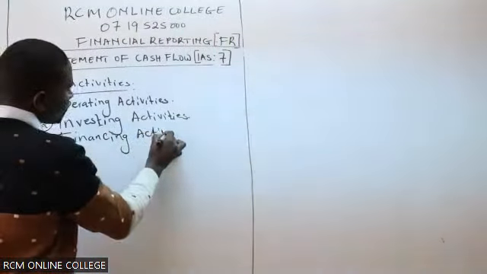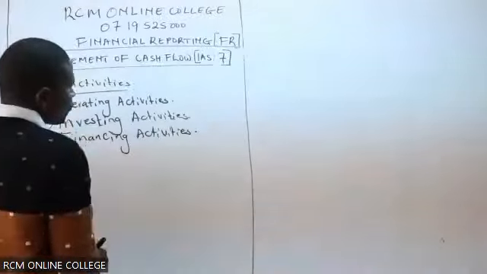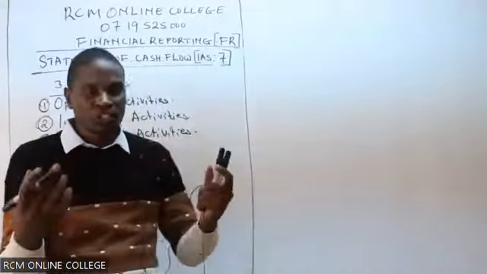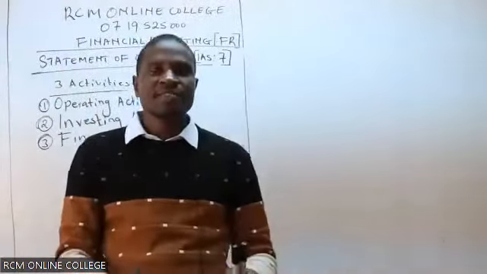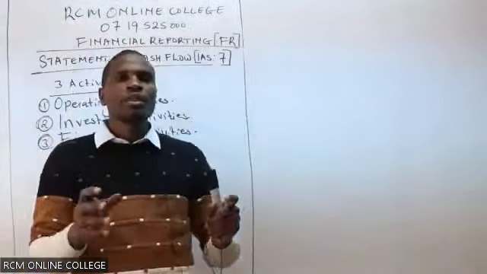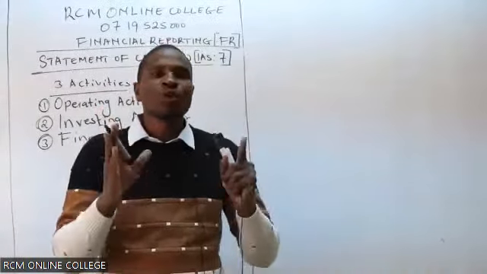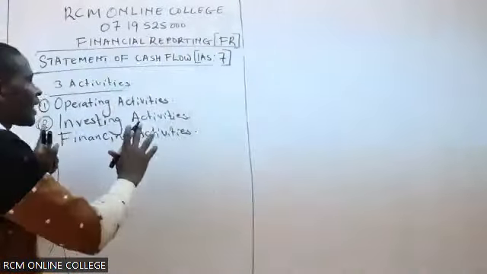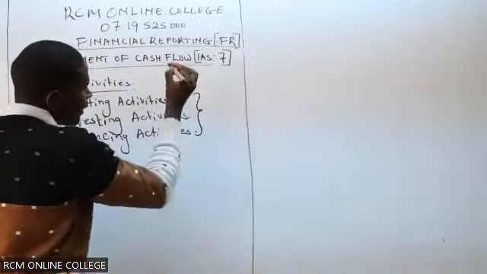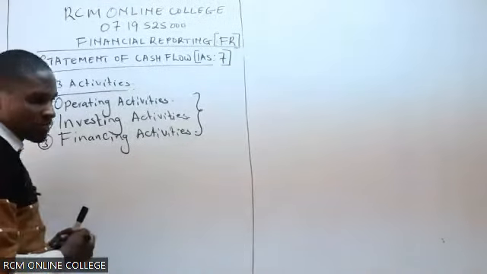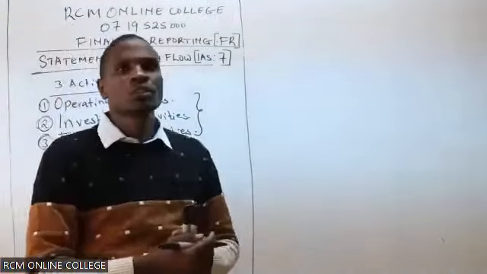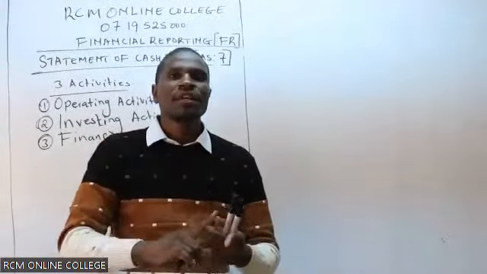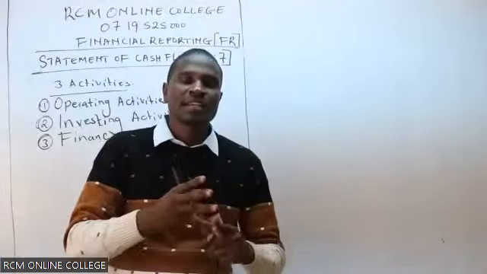So before the end of today's class, you will be in a position to know how we arrange these activities and how we come up with a statement of cash flow. In fact, what is important for you to note today is that those are the activities that are found as far as the cash flow statement is concerned. You're going to find the 3 activities: operating activity, investing activity, and then financing activity.